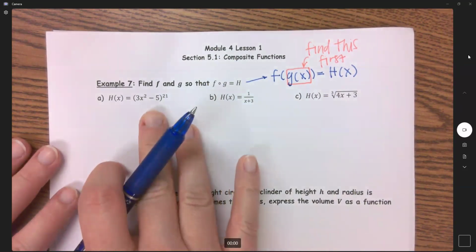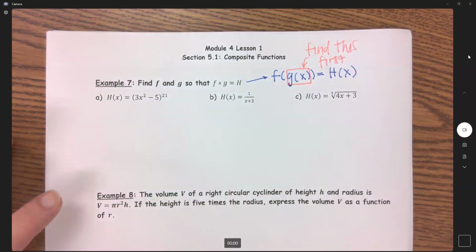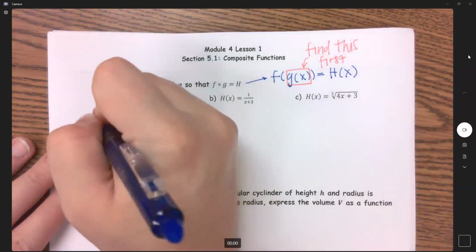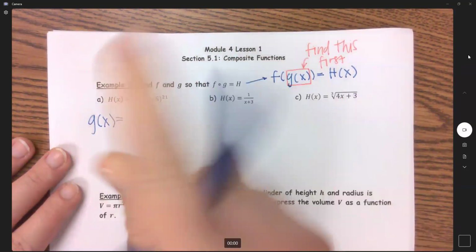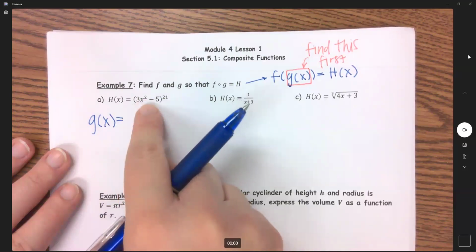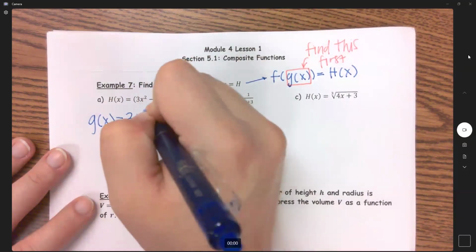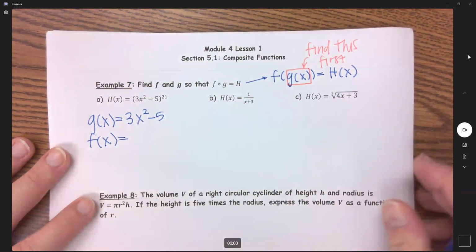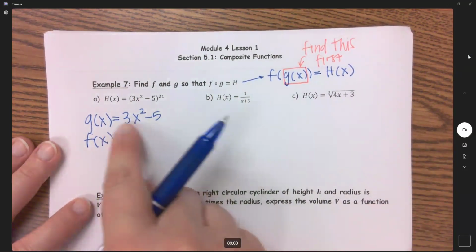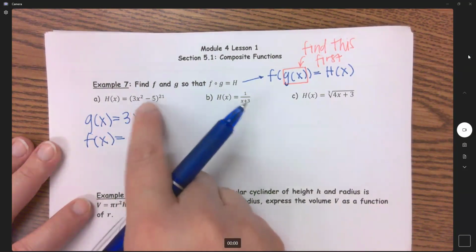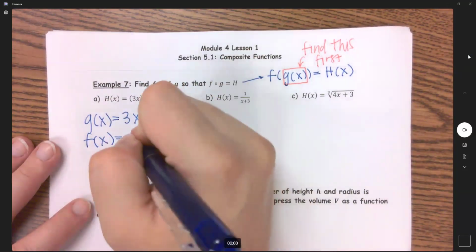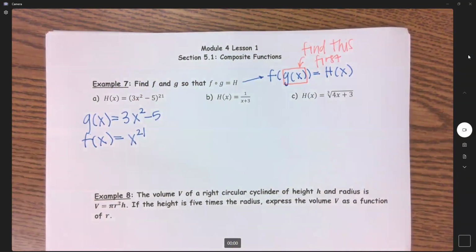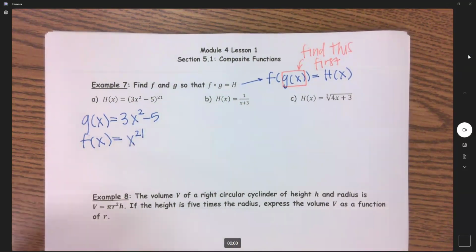So here, you want to kind of pull out the complicated portion. My g of x is what's inside these groupings, what's inside those parentheses. So it is 3x squared minus 5x. And so if you now take this and replace it with x, that would be x to the 21st. And so there is your g of x and your f of x. So take out the complicated bit and then replace it with x to get your f of x.